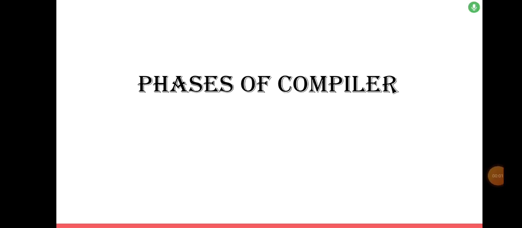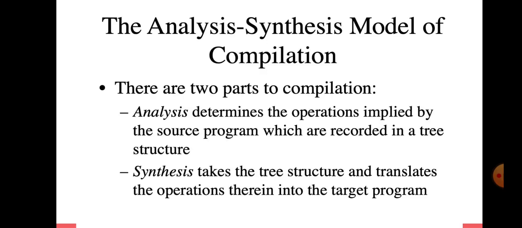In this video, we are going to discuss the phases of compiler. We basically have two phases of compilers, namely the analysis phase and synthesis phase. The analysis phase creates an intermediate representation from the given source code, and the synthesis phase creates an equivalent target program from the intermediate representation.